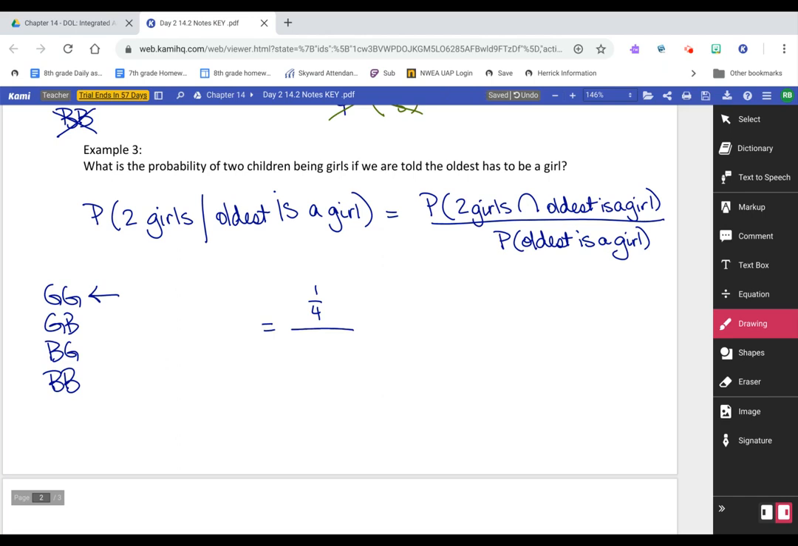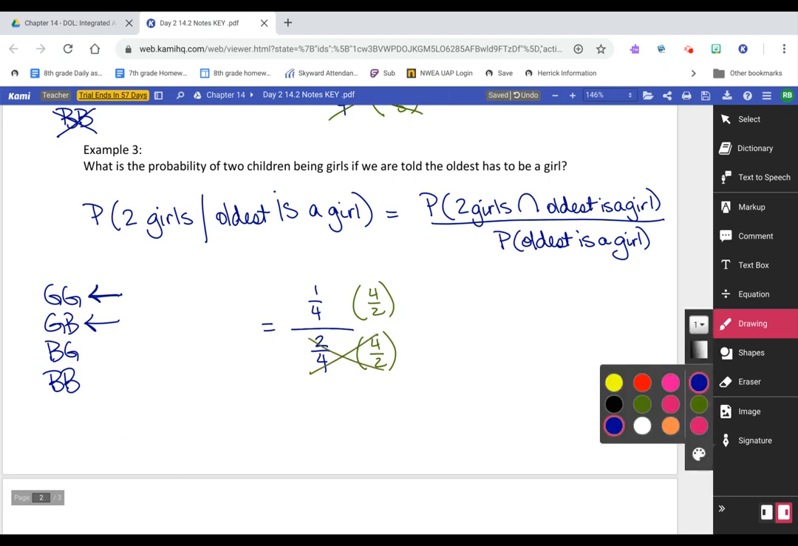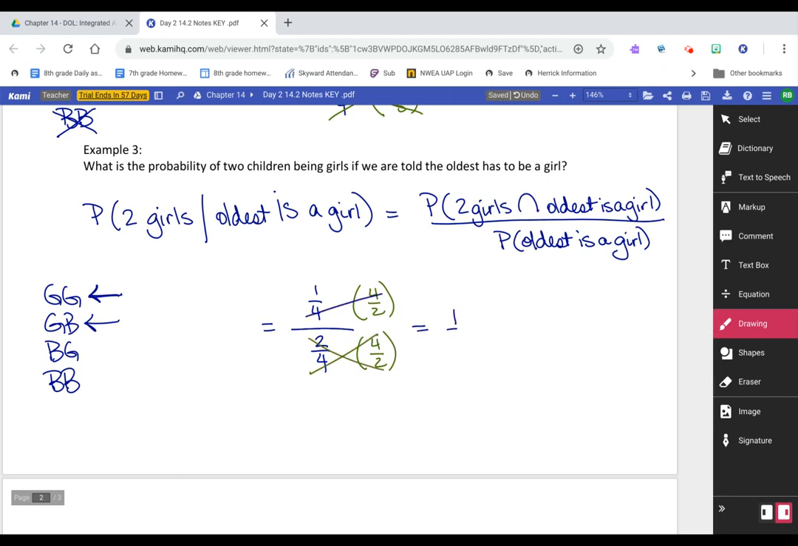The problem is very similar to example 2, but your denominator is not the same as in example 2, because when you look at your 4 options, when we ask which options have the oldest as a girl, the first option does, the second option does, and that's it. Because option 3 has a boy as the oldest, and option 4 has boy as the oldest. So here we have 2/4 for the denominator. So then when we go to solve, you multiply by the denominator's reciprocal, and you are left with 1/2.